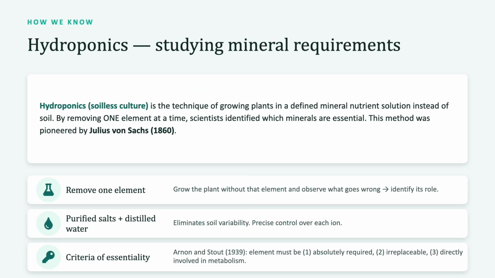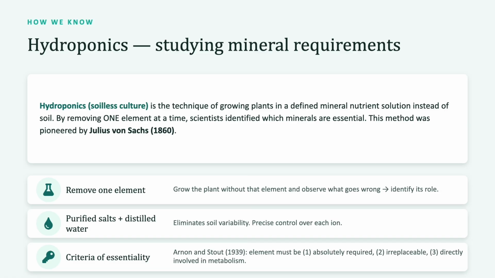How do we even know which minerals a plant needs? The answer is hydroponics, growing plants in a nutrient solution instead of soil. The idea is simple but powerful. You prepare a solution containing all known minerals, then remove one element at a time and watch what happens to the plant. If the plant gets sick, that element is essential. Julius von Sachs pioneered this technique in 1860.